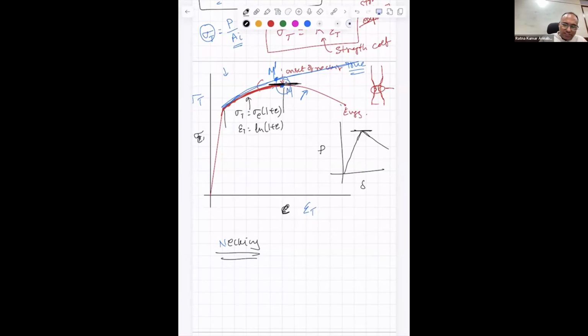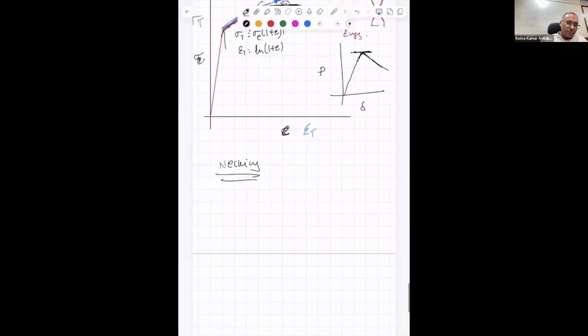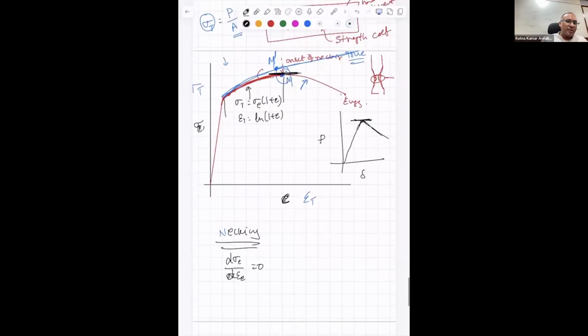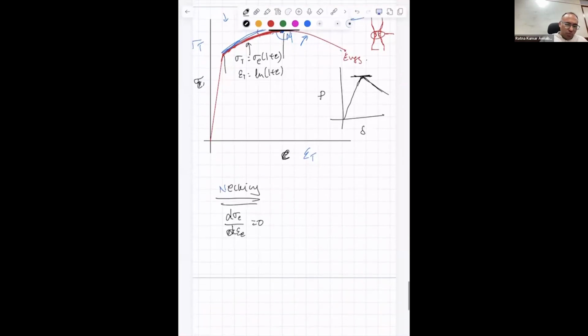In other words, you will have a maximum value of P, which means d sigma engineering stress by d epsilon engineering strain should be 0 at the maximum, because that is where the slope should be 0. Which is nothing but dP must be equal to 0, because there is no change in force at that point. Otherwise, the change in force will be either positive or negative, whether you are on this side or that side.